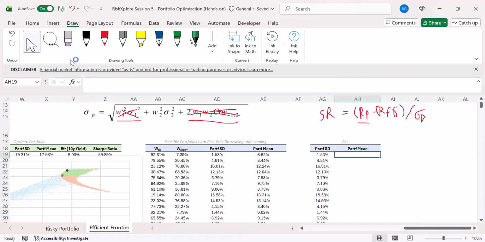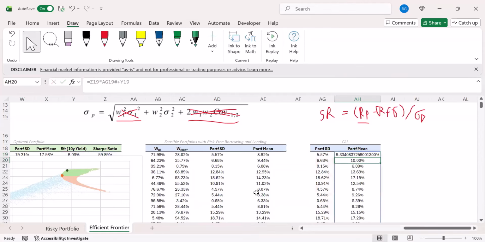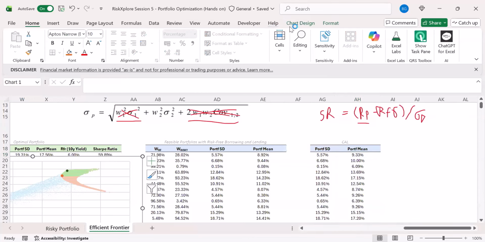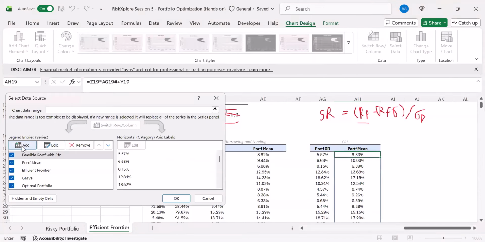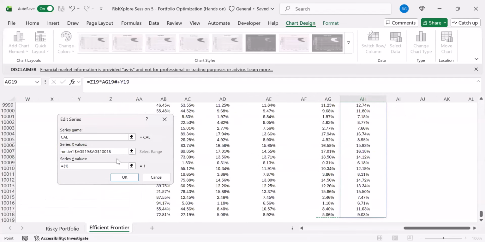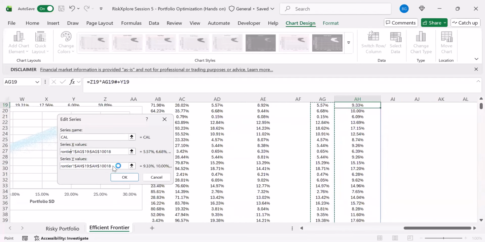So what we have to do, basically we have to take Sharpe ratio, optimal Sharpe ratio, multiplied by portfolio SD, right? And add the risk free rate to this. So we have the mean for the capital allocation line, right? What we will do now, we will plot this line here on this chart. Go to chart design, select data, add, let's name this as CAL. This will be portfolio SD, and this will be portfolio mean.